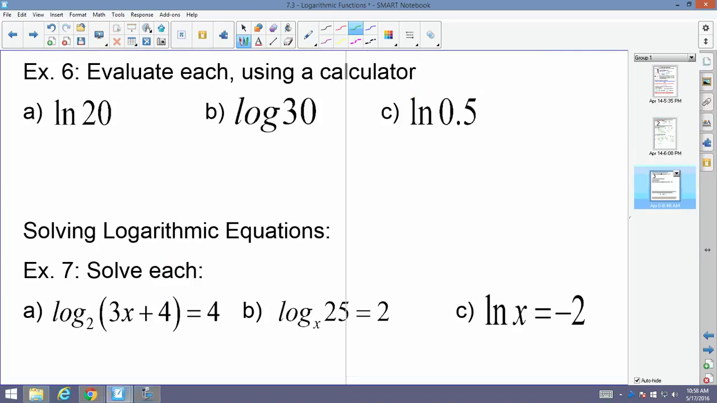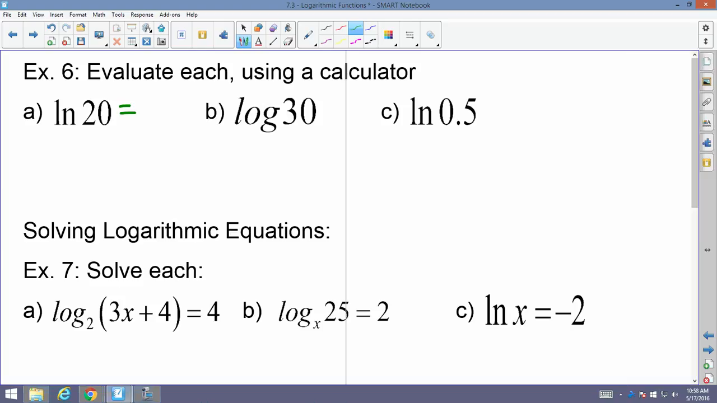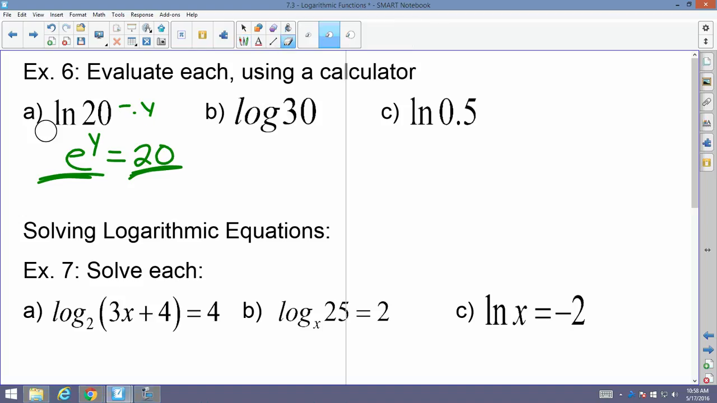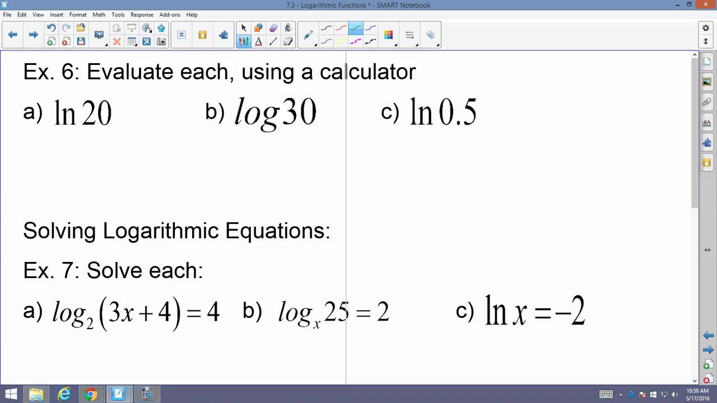Okay, and then now evaluate each using a calculator. In this case, what's the difference? Well, this is going to be e to the y power equals 20. Can I make 20 and e the same base? In this case, you're out of luck, or actually you're in luck, and here you just literally go ln 20.